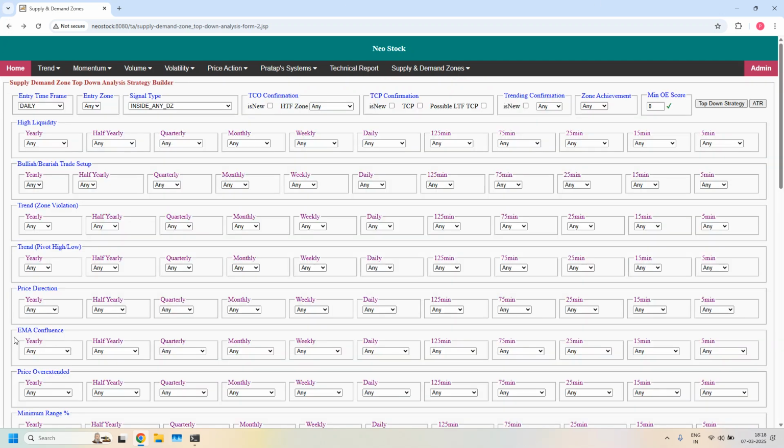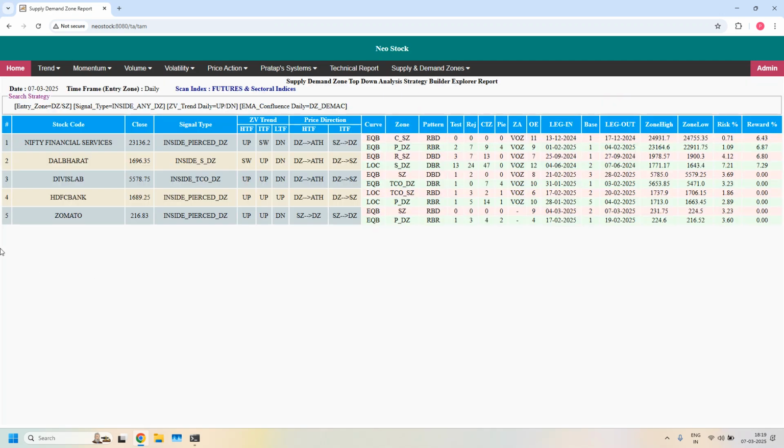So I'm going back, and in the EMA confluence filter at daily time frame, I am setting the option daily demand zone having daily EMA confluence. And also the trend on the daily time frame should not be sideways. It can be up or down. With these filters, we got 5 stocks. And these 5 daily demand zones are having daily EMA confluence.